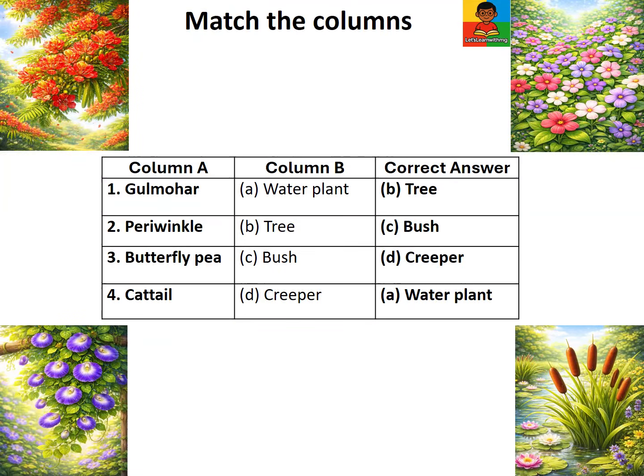Let's match the columns. Gulmohar matches with tree. Periwinkle matches with bush. Butterfly pea matches with creeper. Cattail matches with water plant.